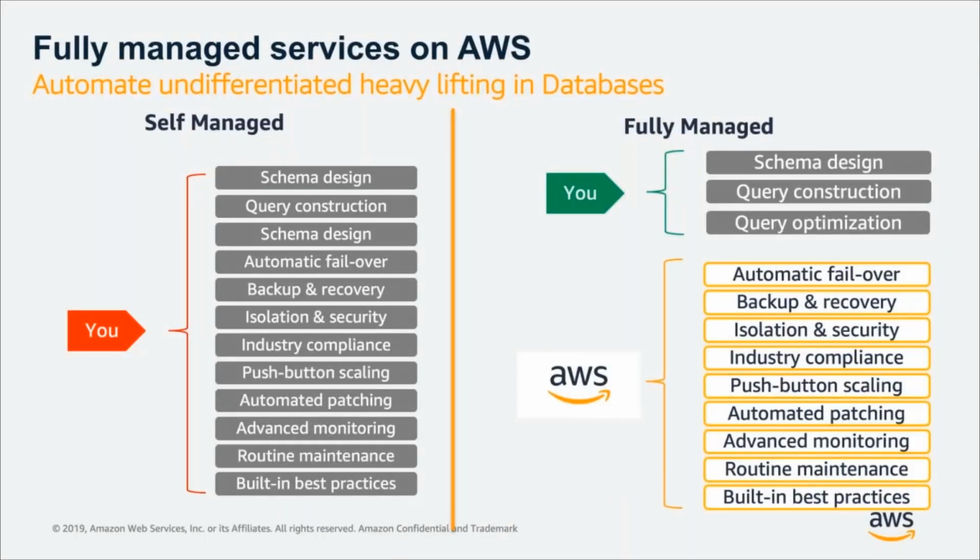So fully managed services on AWS, what these do is they automate the undifferentiated heavy lifting. Let's say in this example, I'm taking the example of databases. If you were to do a self-managed database, you would have to do, besides the schema design, the query construction, and the query optimization that you do yourself, you would also need to deal with the backup, recovery, the security, the compliance, the monitoring, the patching, and all those other components that go along with it. But if you were to use a fully managed solution, you would be focusing on the business application that you need to worry about for your own architecture, and you would leave the rest of it to AWS.